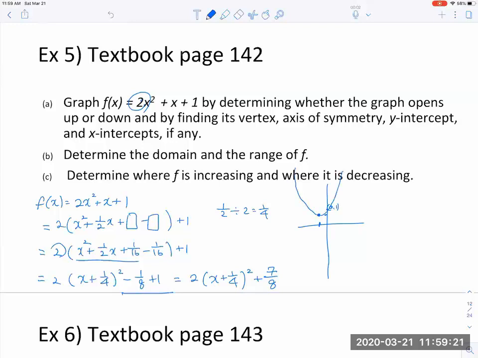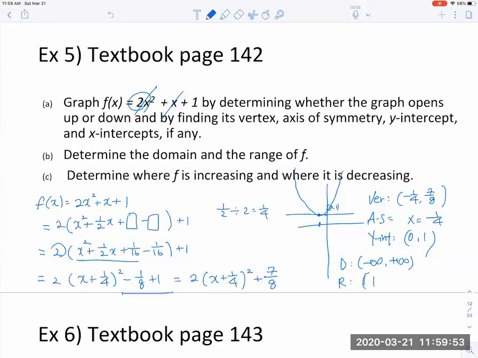So the vertex is going to be negative 1 over 4 comma 7 over 8. Axis of symmetry, x equal to negative 1 over 4. Y-intercept (0, 1), because when you plug in 0 it's going to be 1. Your domain is all real numbers, negative infinity to positive infinity. Range is going to be from 7 over 8, including it, to all the positive.